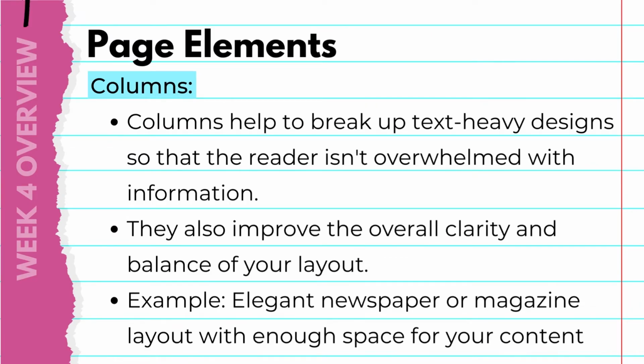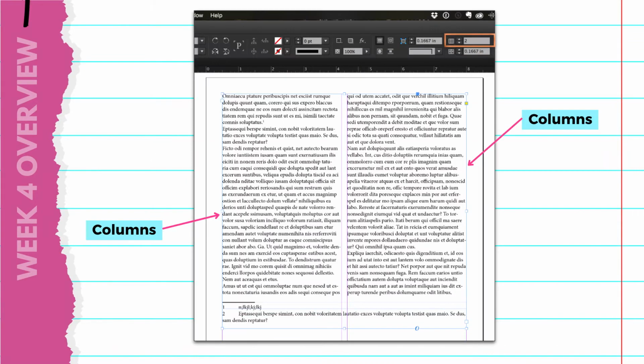The next page element we're going to discuss is columns. Columns help to break up text-heavy designs so that the reader isn't overwhelmed with information. They also improve the overall clarity and balance of your layout. Some examples would be an elegant newsletter or magazine layout with enough space for your content.